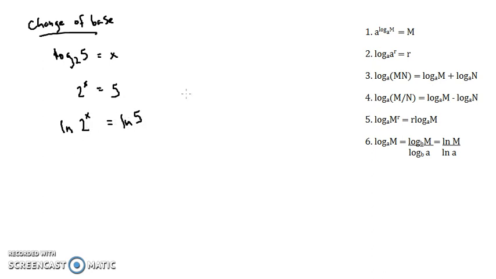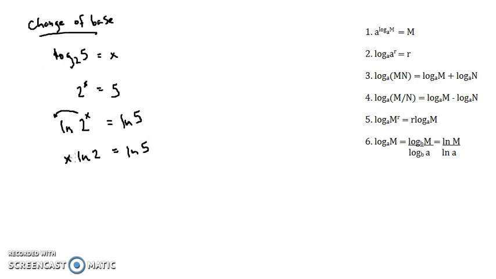Now what this does for us is we bring in rule number 5 that we just did. Rule number 5 says that an exponent inside the log can be brought down as a coefficient. So we can bring this exponent down, and we're going to have x times ln 2 equals ln 5. So ln 2 is just a number. You can punch that in your calculator. Ln 5 is just a number. You can punch that in your calculator.